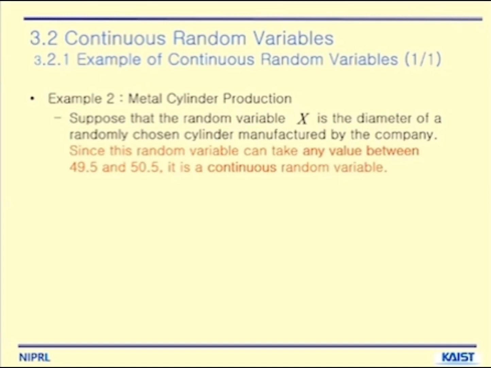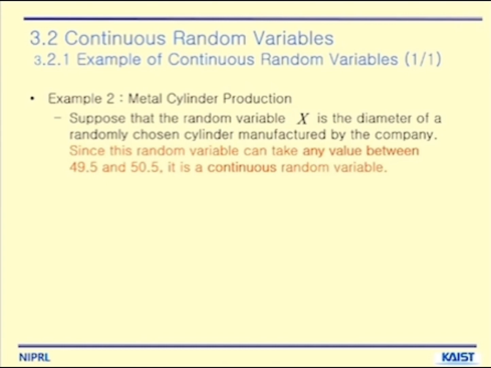In the continuous one, because the variable cannot be expressed as a whole number, of course, the variable is going to lie in an interval. Then you're going to need the idea of calculus here. The idea of calculus is required. Now let's take a look at this example. Metal cylinder production. Suppose that the random variable S is the diameter of a randomly chosen cylinder manufactured by the company.